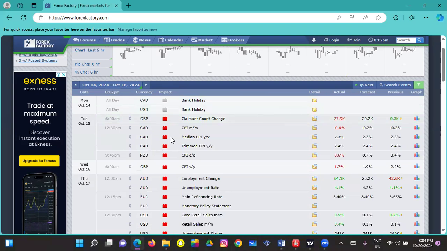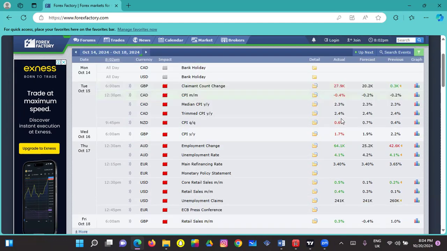On Tuesday, we had the CPI for the Canadian dollar, and the monthly CPI was negative. The claimant count change for the GBP was also negative, and the CPI for the New Zealand dollar was also negative. So currently we can see that these pairs are weak compared to the others.